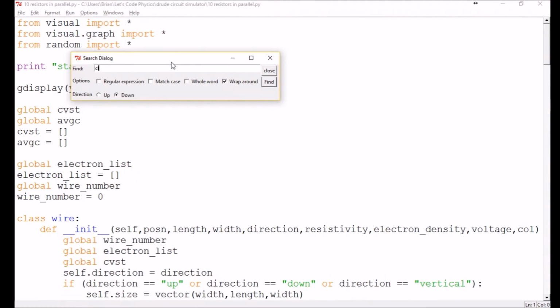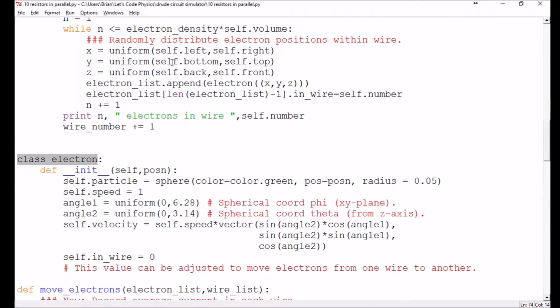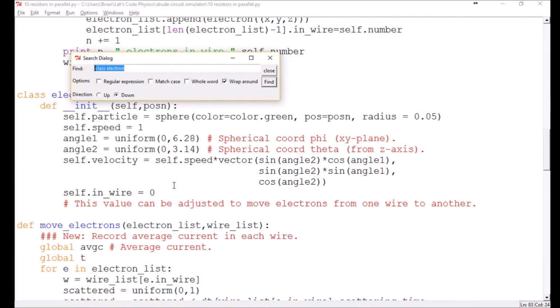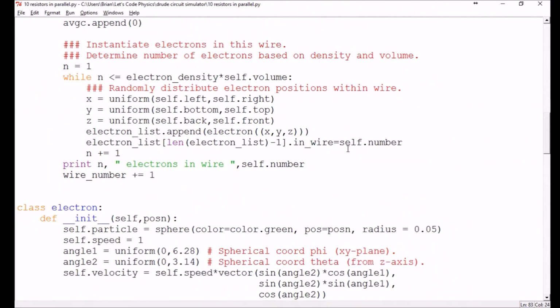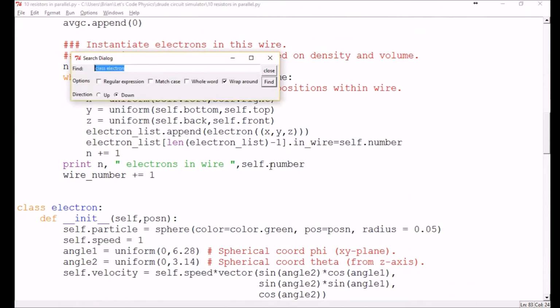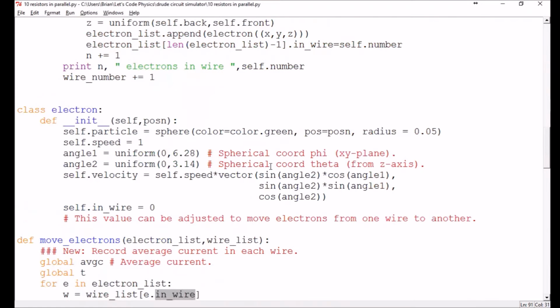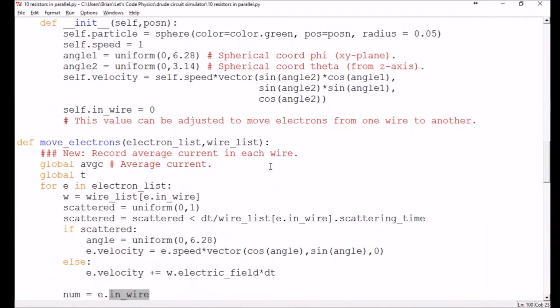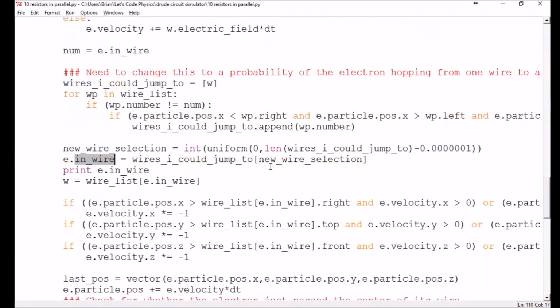Let's go back up to the class electron. Let's see. N.wire. Yeah, N.wire is a number. So where is N_wire? When does that become an object? Wire list. Num equals E.n_wire. Wires I could jump to .append WP number.